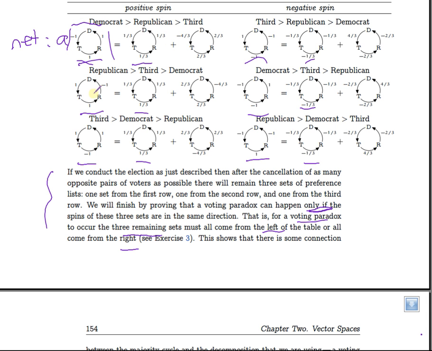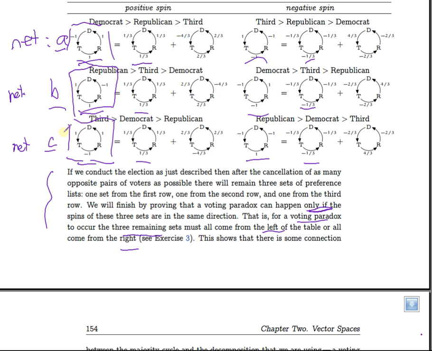Same thing here. I'll have a certain number of voters with this preference, a certain number with this preference. If I take the net, I'll have B times this cycle here. Now, B could be negative if there are more voters of this type than that type. But as long as I allow the possibility of A and B being negative or positive, this covers all of the cases. Similarly, I can take the net voters here, C. So I've reduced from 6 cases to 3.